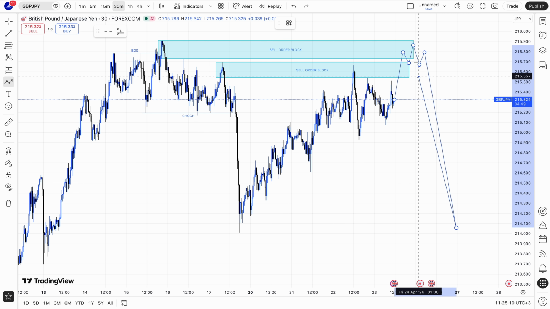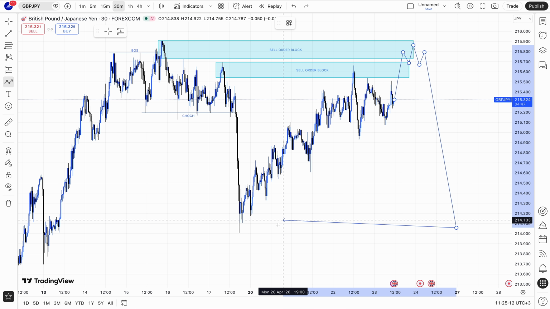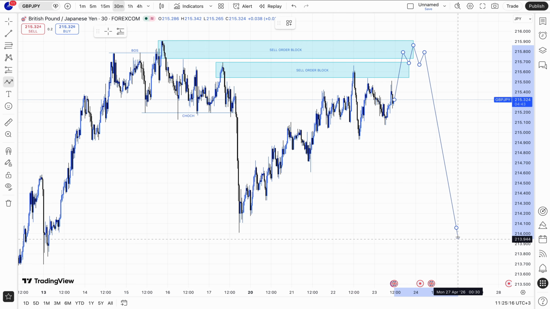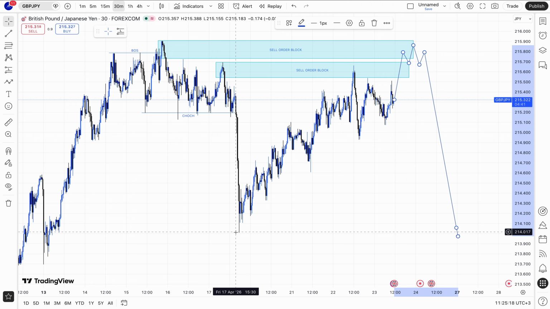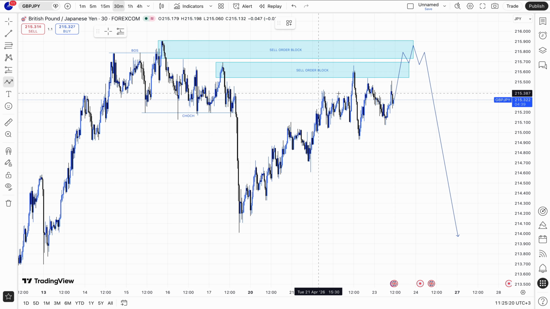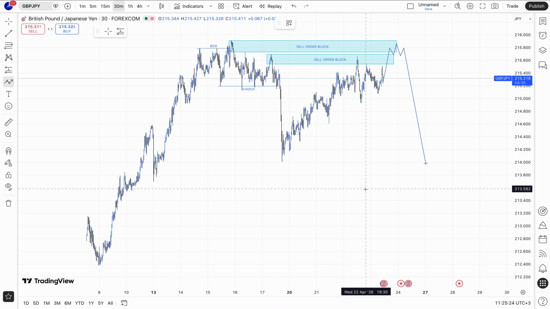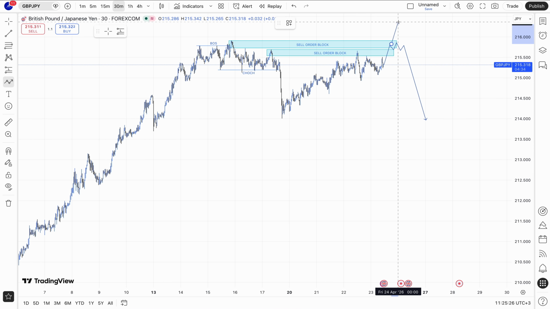Then we continue selling. We clear all this liquidity below here, all these stop losses around here. And then this will be our take profit, just below here, our swing low. And if this order block doesn't hold and push the price to the downside, then we're going to focus on a break, then a retest, then a continuation to the upside.